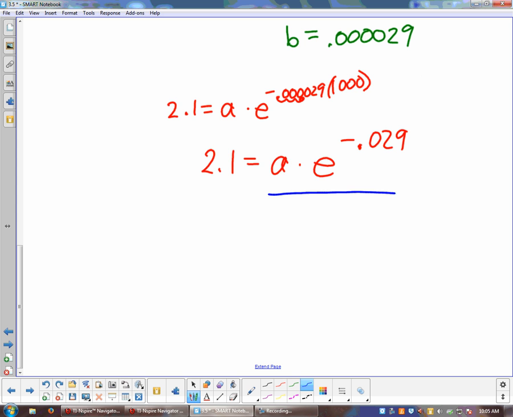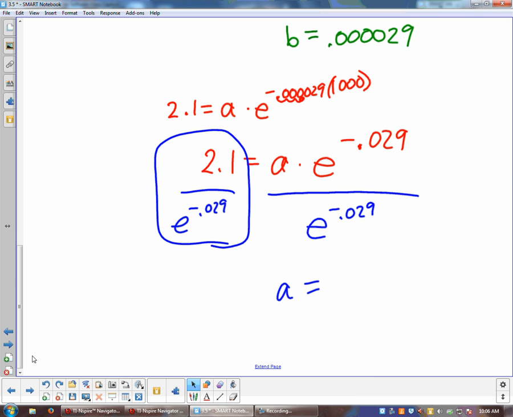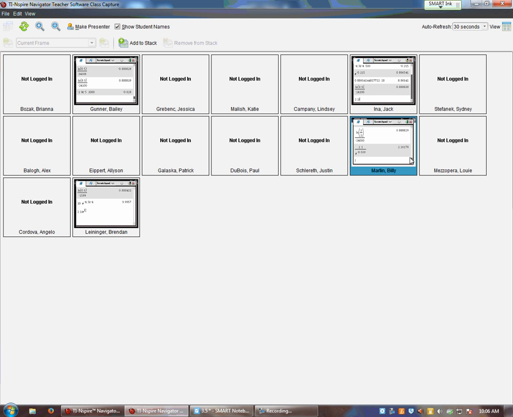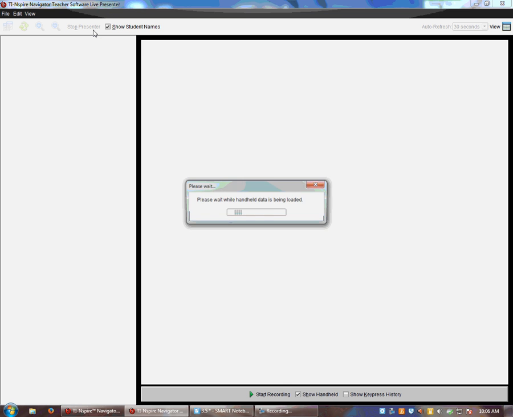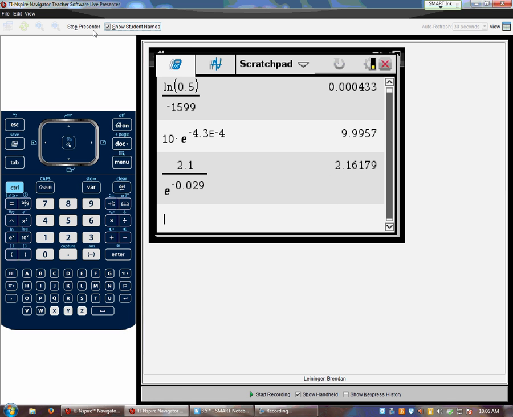All right, we're going to divide both sides by e to the negative 0.029. Does that sound right? So what is 2.1 divided by e to the negative 0.029? Do that on your calculator, please. Brendan, you got this?